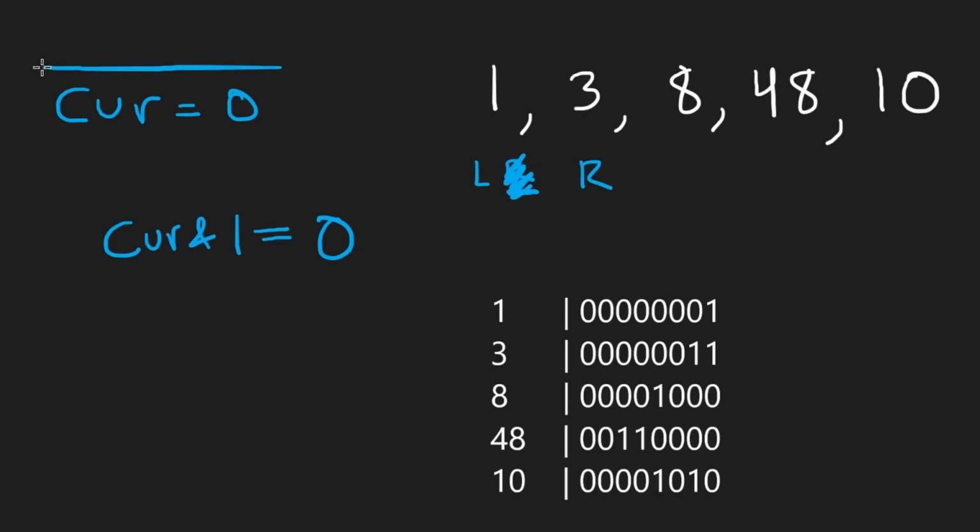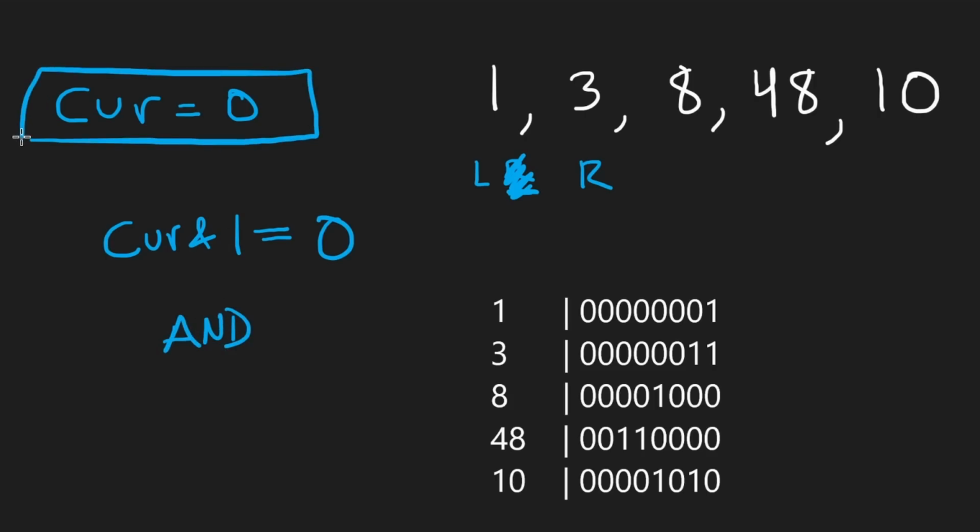Notice that our current is still 0, but we don't want it to be 0 at this point. So this is where it gets a little bit tricky. This is where we actually don't use the bitwise AND operator to update our current window, because as you can see, if we start with 0, then we can't ever set any of the bits in here.